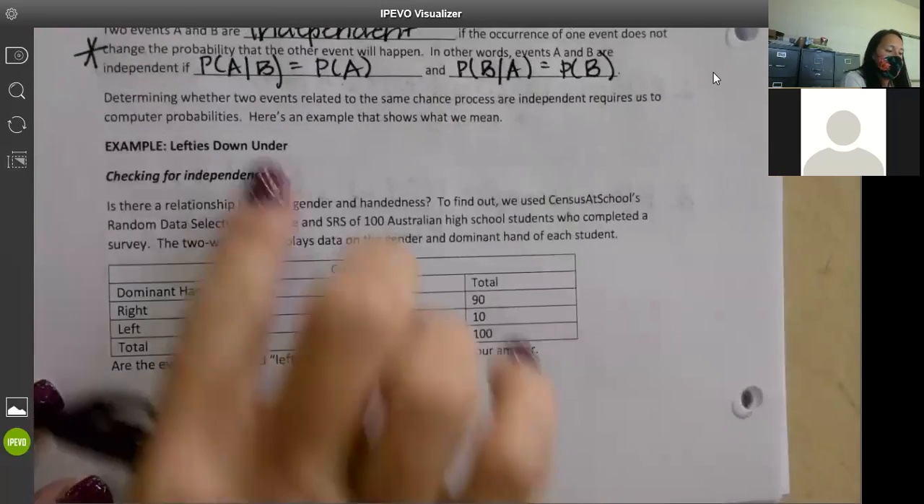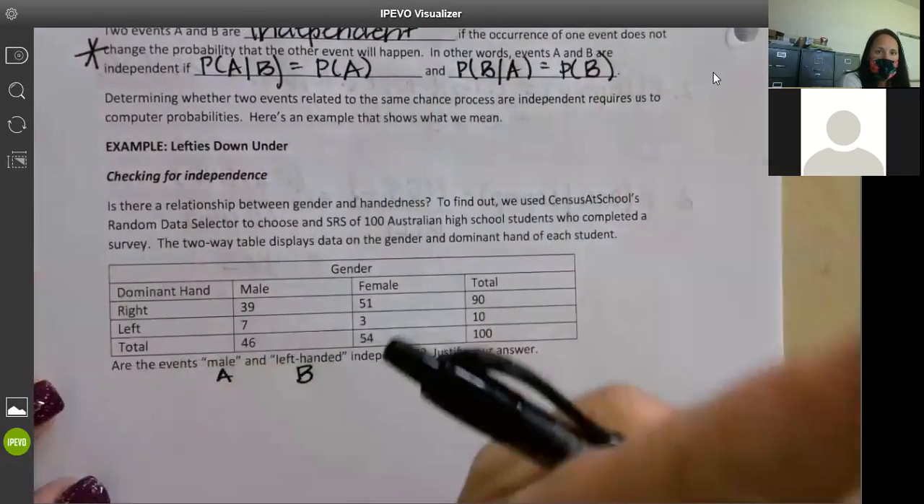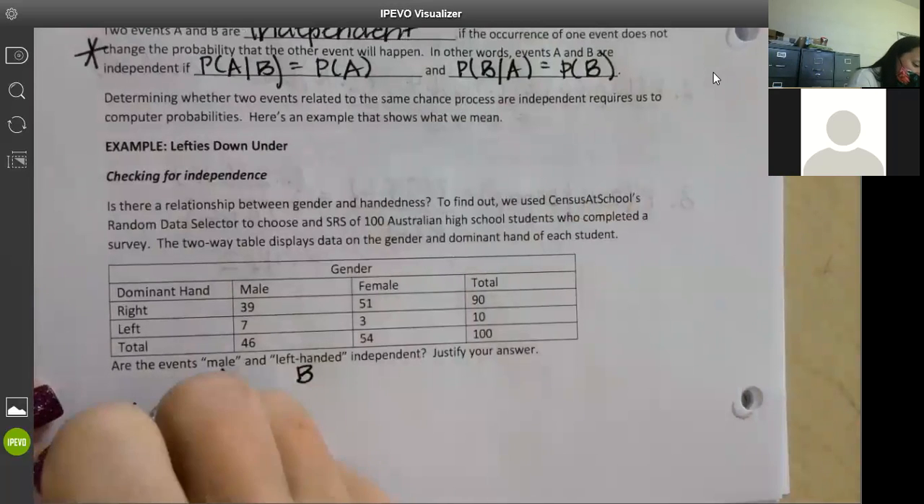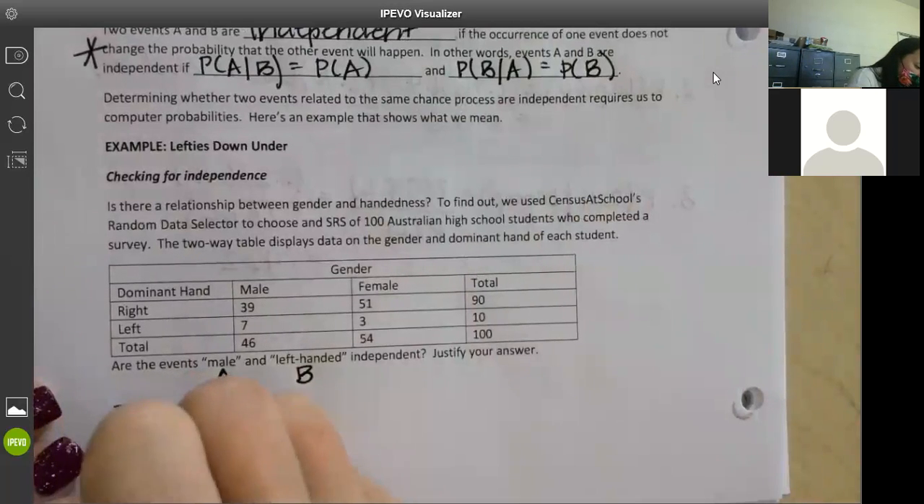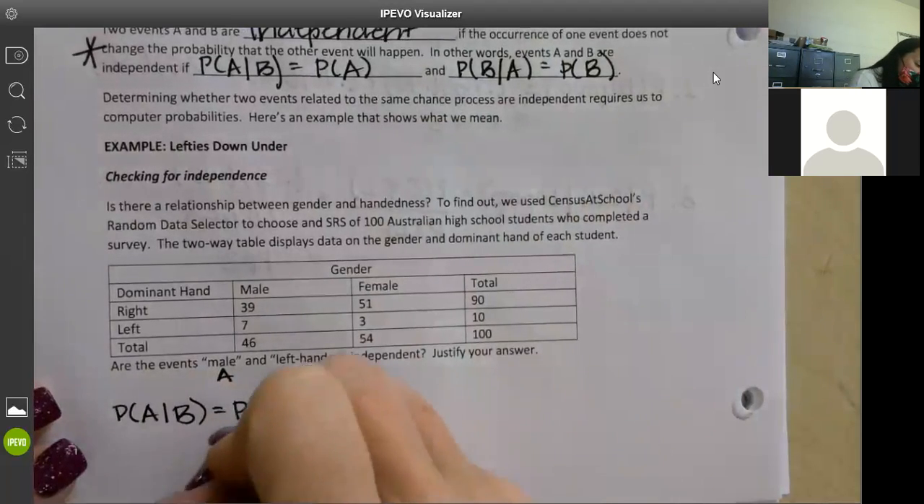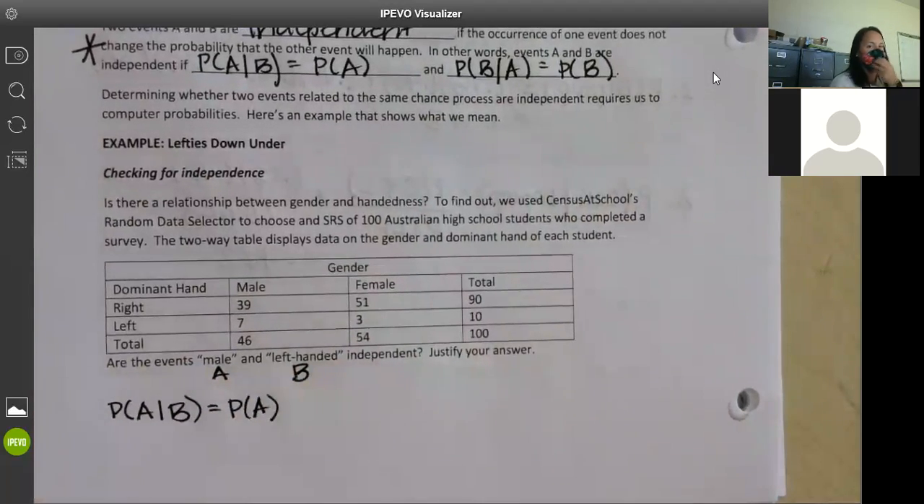It doesn't matter which formula at the top that you use. Honest to God, it does not matter. The one that I used in my notes is A given B. So just make sure if you use A given B, you're testing it against A, the very first letter that you use.